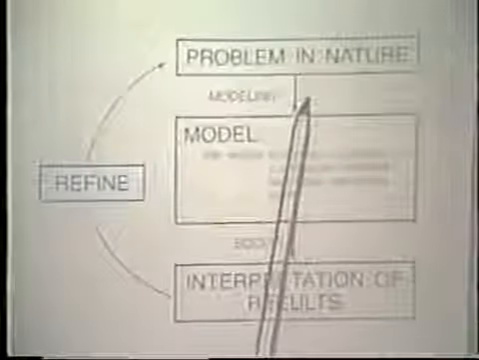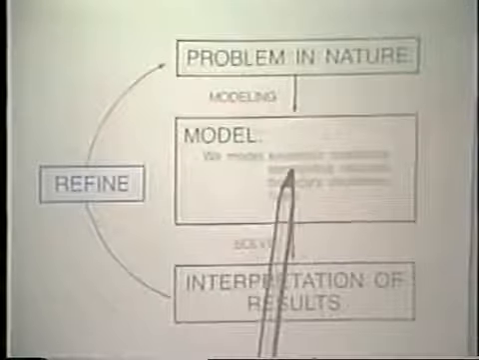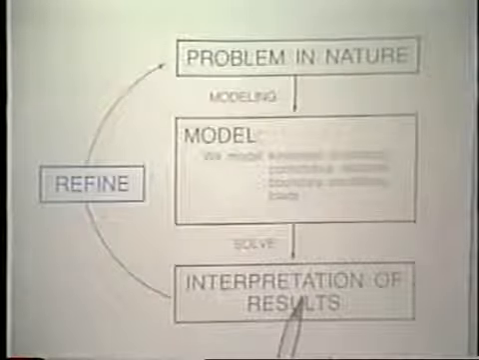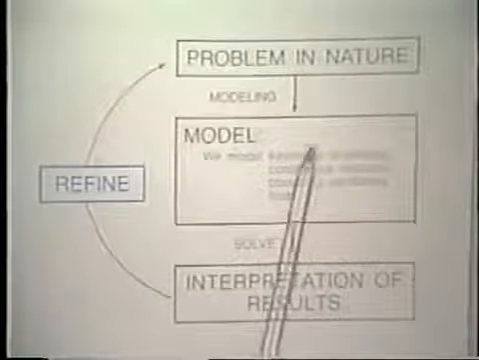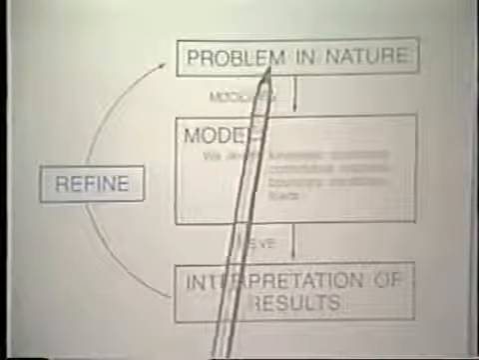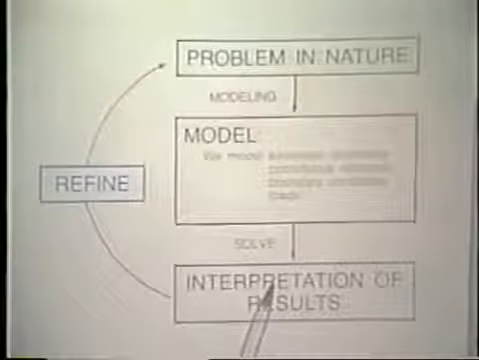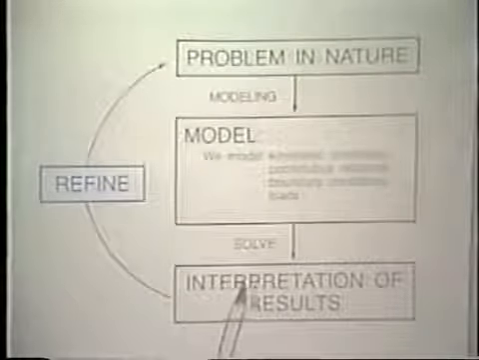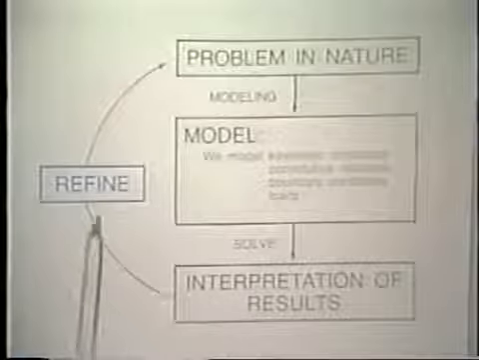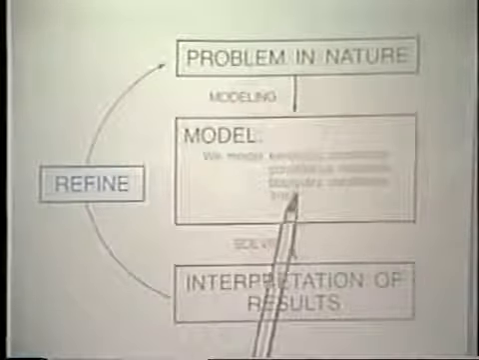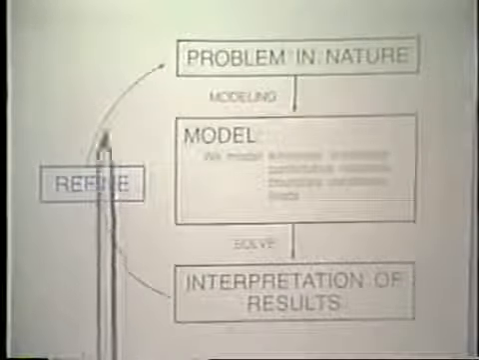Here we show schematically the finite element modeling process. We have a problem in nature. We model that problem, the kinematic conditions, the constitutive relations, the boundary conditions, the loads, and so on, using finite elements. We solve the model and interpret the results. Now, this model surely can only approximate the actual problem in nature, and on interpretation of the results, we may find that we really should refine our model. And we do so, set up a new model, solve again, and like this we may cycle a number of times through this process.